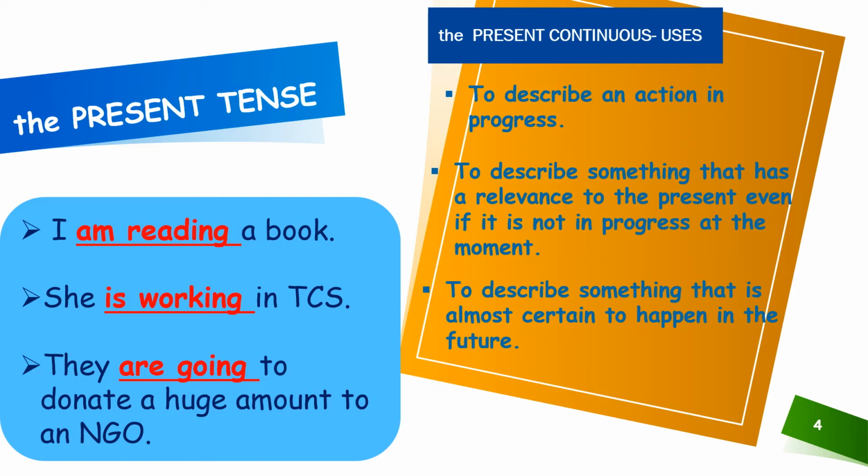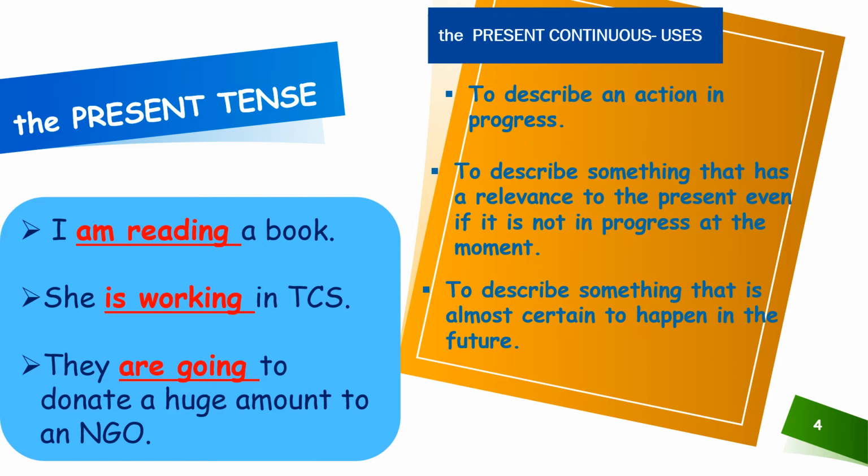Sometimes it is not happening right now, but still it is in progress. It may not be in progress at this moment, but it is still relevant in the present time. For example, she's working in TCS. She might not be working in TCS right now. It might be a holiday for her today, but she's still occupied in that. It's a period of time in which she is working in TCS.